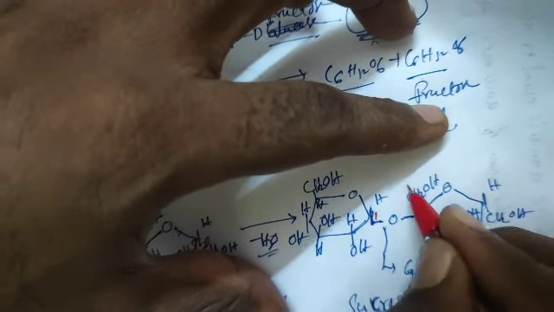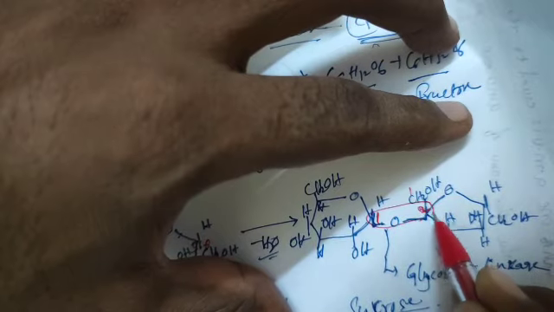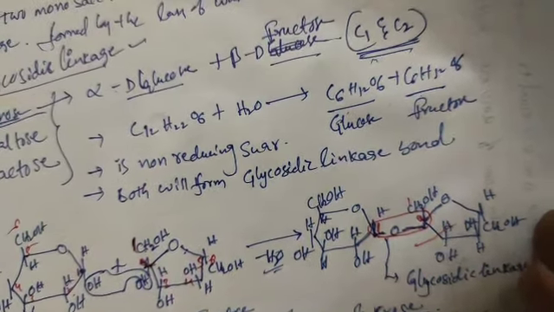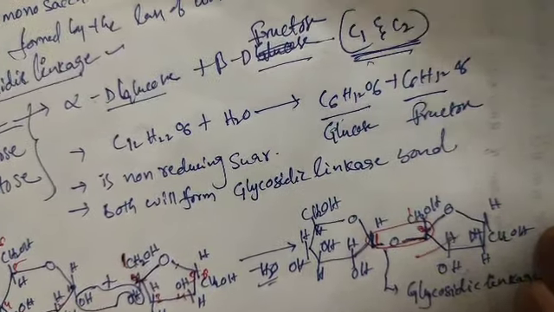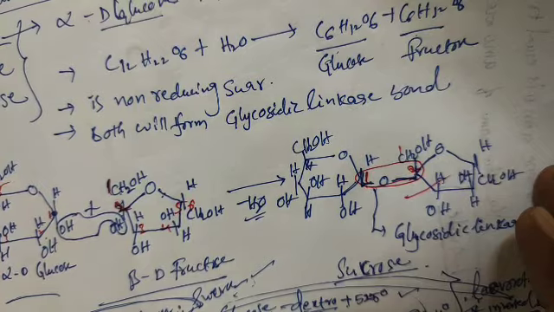Now the second carbon and first carbon join, no? Here, this is the second carbon, this is the first carbon. Now the 1 and 2 carbons are joined. So sucrose joins with a glycosidic linkage at the first carbon of glucose and the second carbon of fructose. Okay, next this one.